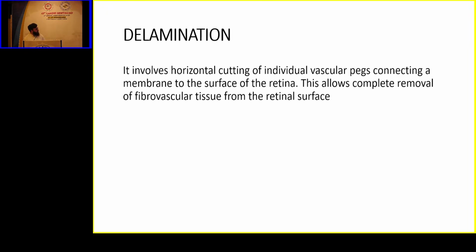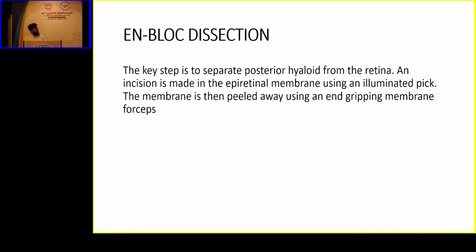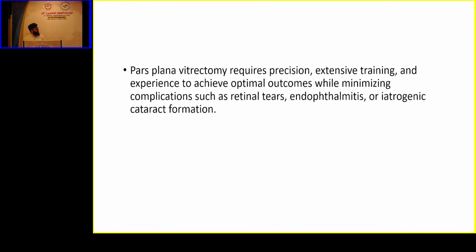Delamination, basically you do horizontal cutting of the individual vascular pegs. You try to remove it as a whole sheet. And segmentation, if you cannot remove it by delamination, then you break it up into small pieces, which is segmentation. And en bloc dissection is the separation of the posterior hyaloid from the retina.